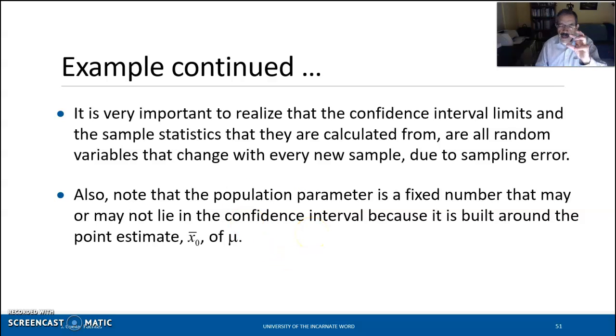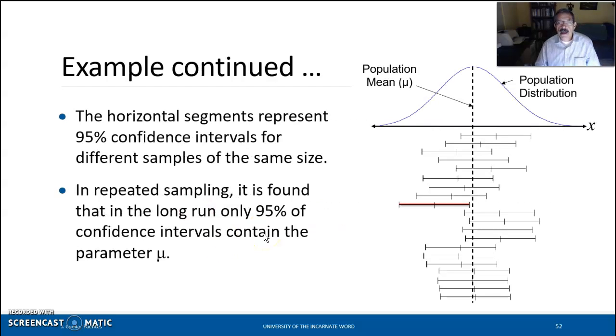So when the average is too far from the mean, very likely that confidence interval may not contain the parameter. And this is what I'm illustrating with this figure. So we have this population distribution. Here's the population mean. And here we took multiple samples. And each confidence interval is for each of these samples.